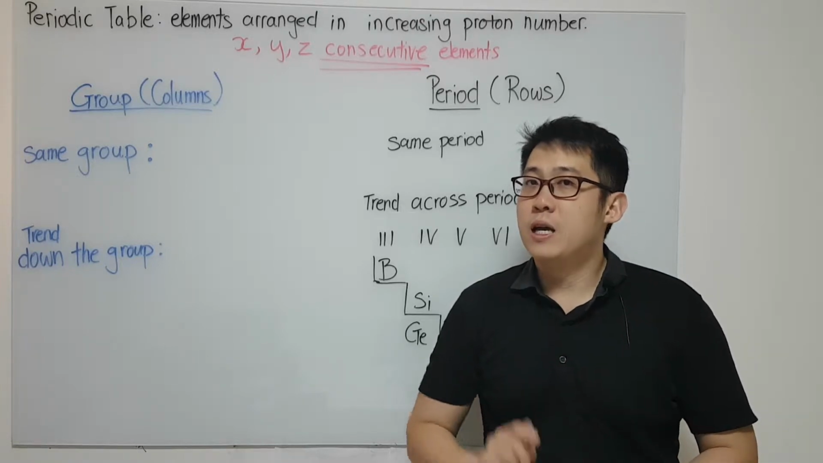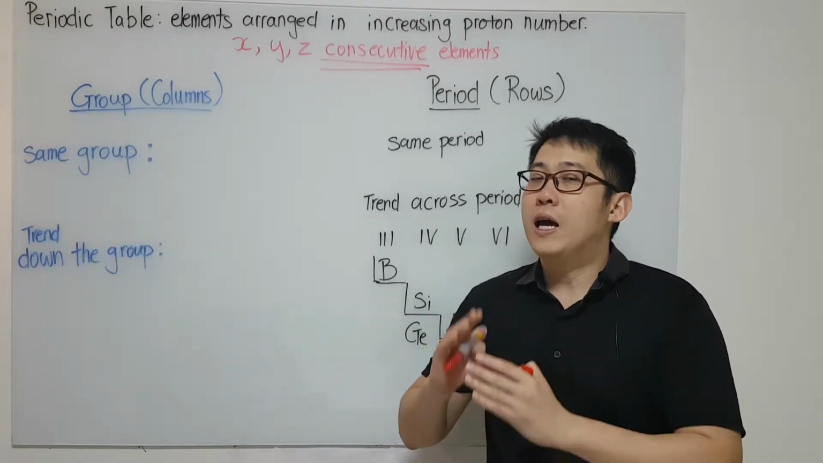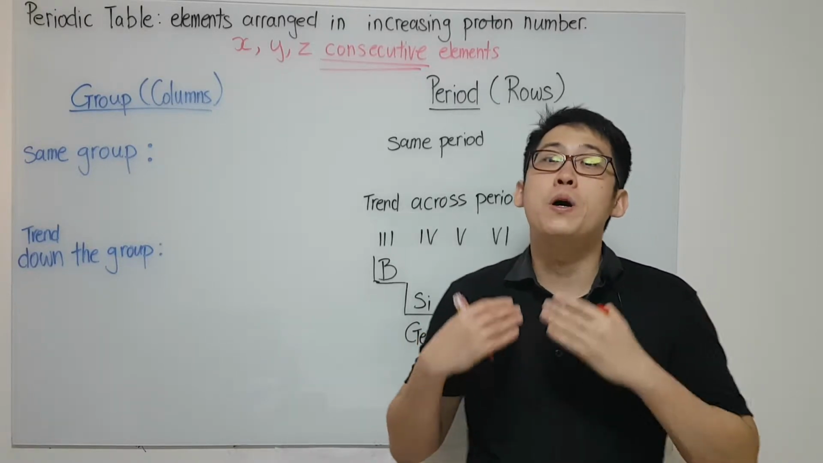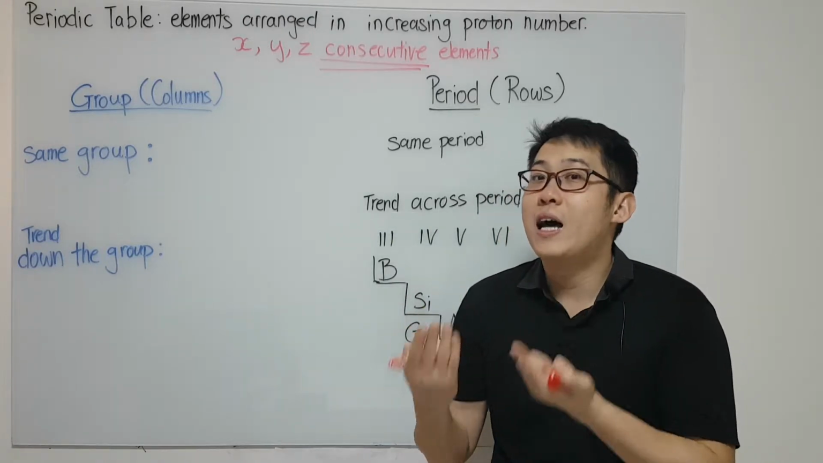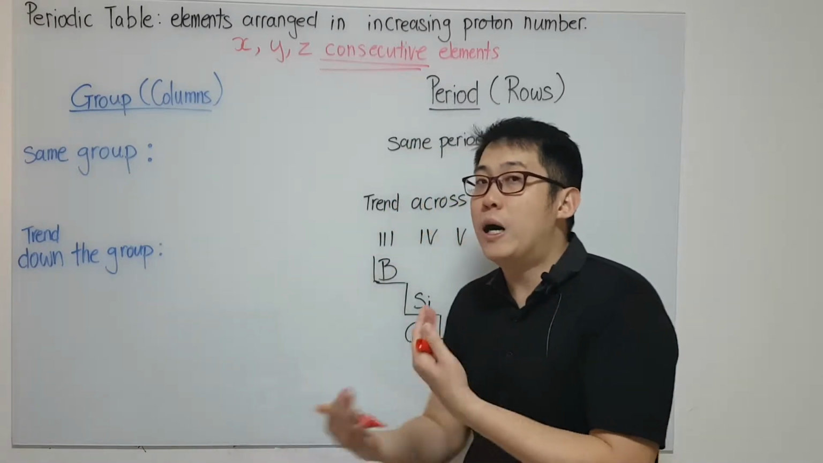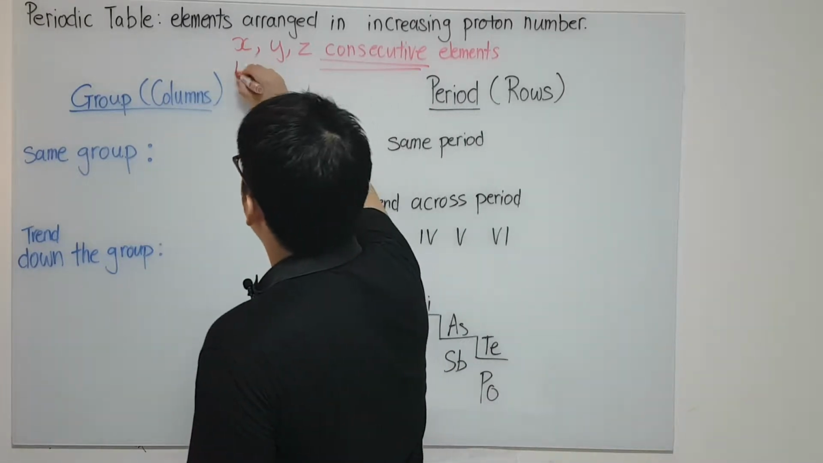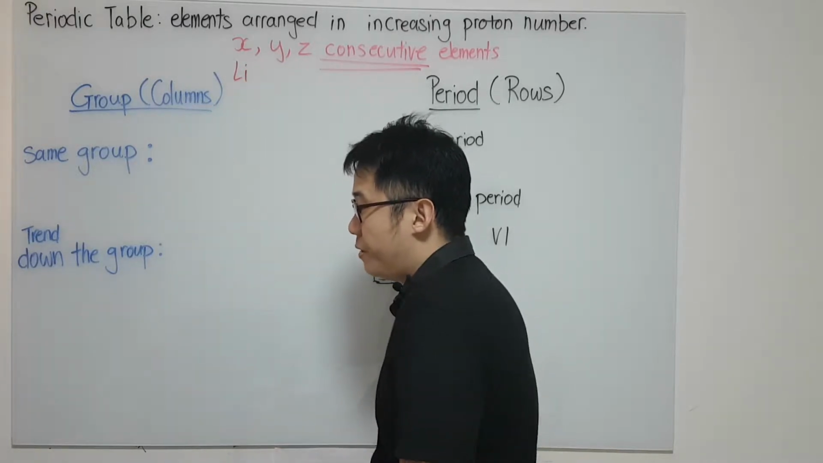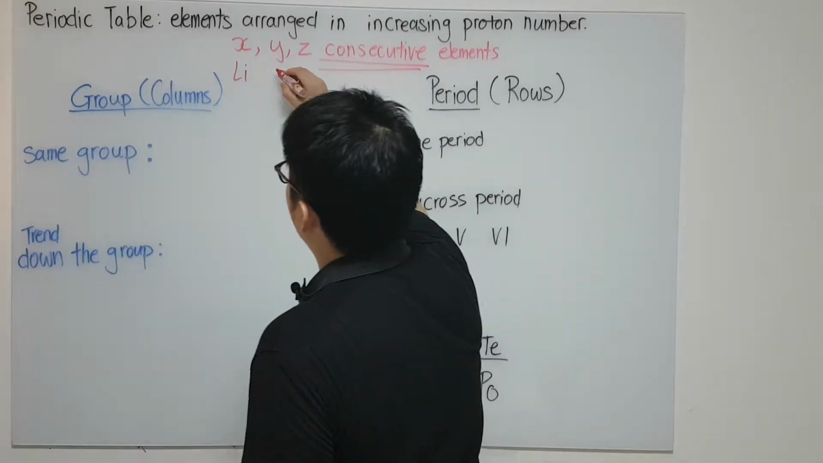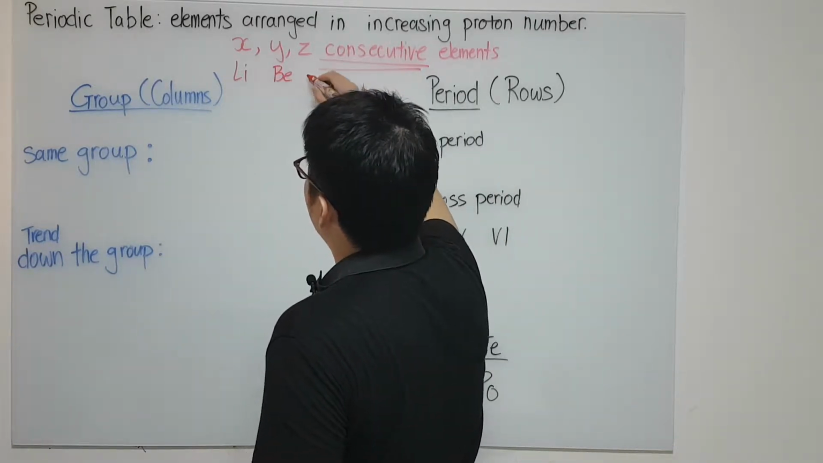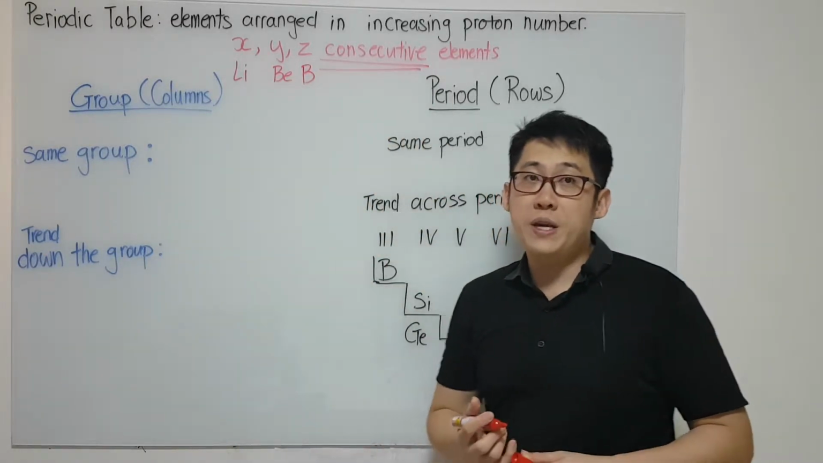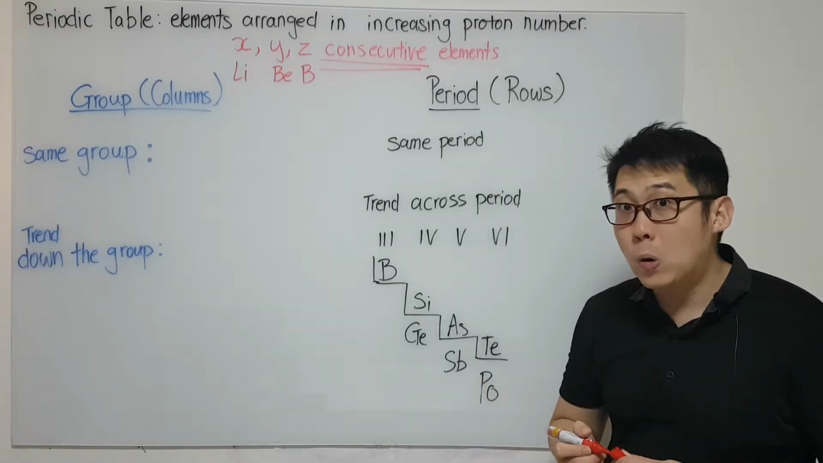This is because an element is only one proton number more than the element just before it. So in this case, if somehow through other ways I establish that X is actually lithium, if you observe your periodic table, the next one after lithium would be beryllium, and Z would then be boron, because they are consecutive. So this is one of the ways that your exam question can come out.